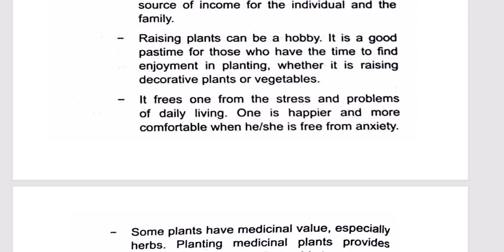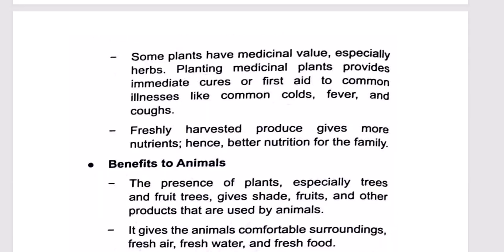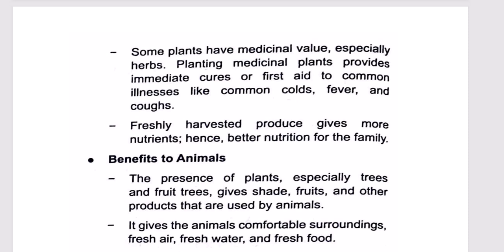One is happier and more comfortable when he or she is free from anxiety. So they feel like they're happy when they have plants all around them. That's why they raise or plant trees or plants. Some plants have medicinal value, especially herbs. Planting medicinal plants provides immediate cure or first aid to common illnesses like common colds, fever, and coughs. Freshly harvested produce gives more nutrients, hence better nutrition for the family.